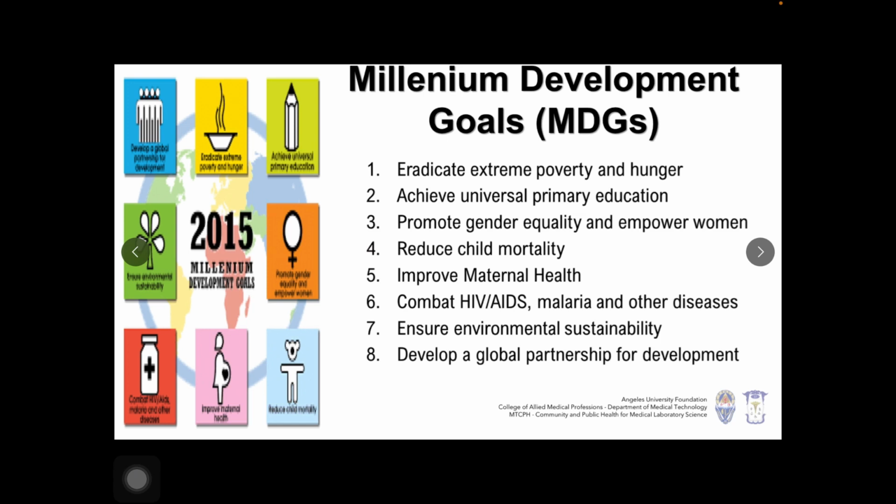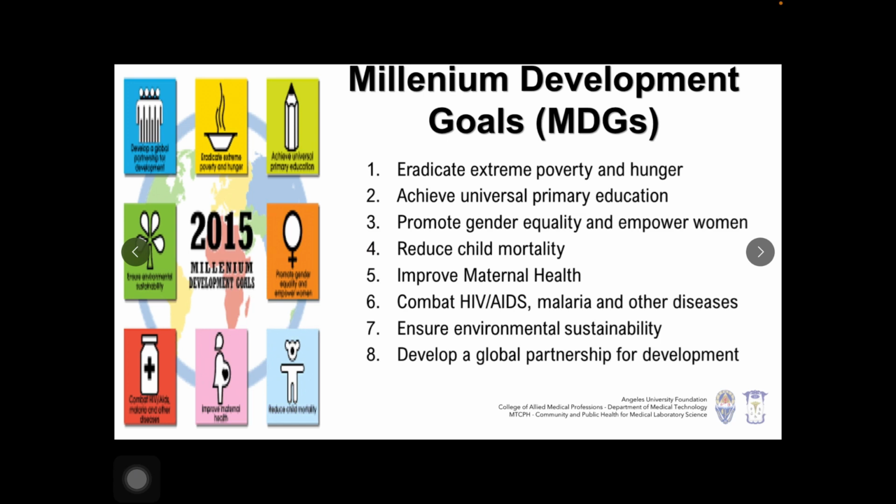So to enumerate, the first one is to eradicate extreme poverty and hunger. Second one is to achieve universal primary education. Third is to promote gender equality and empower women. Fourth, reduce child mortality. Fifth, improve maternal health. Sixth, combat HIV or AIDS, malaria, and other diseases. The seventh one is to ensure environmental sustainability. And eighth is to develop a global partnership for development. So the question is, have these goals already been achieved?